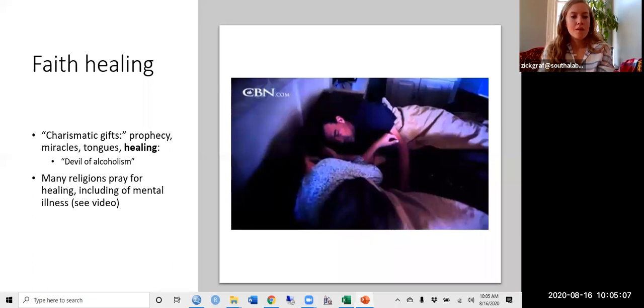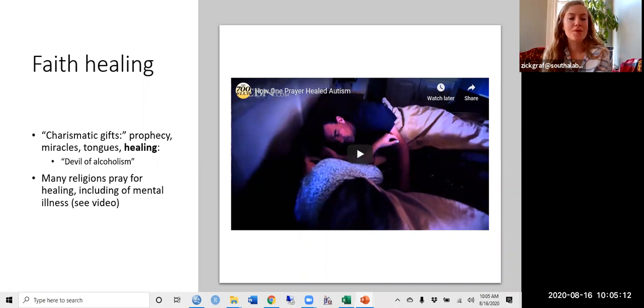So a modern approach to spiritual models of psychopathology is faith healing, or separate from faith healing, praying for healing. There's two categories of modern spiritual approaches to mental illness that I wanted to talk about. The first is charismatic gifts. This is from Pentecostal Christian traditions. And the idea is that God can work through you to perform miracles or gifts, and one of them is healing.